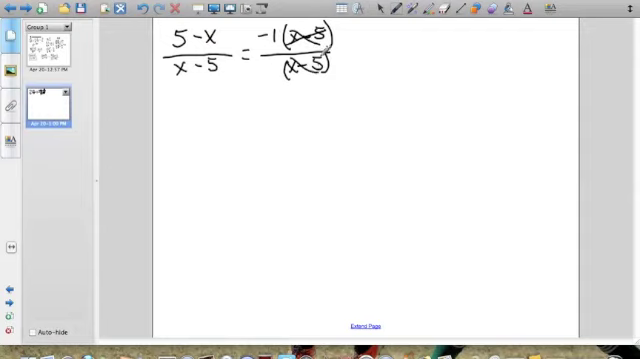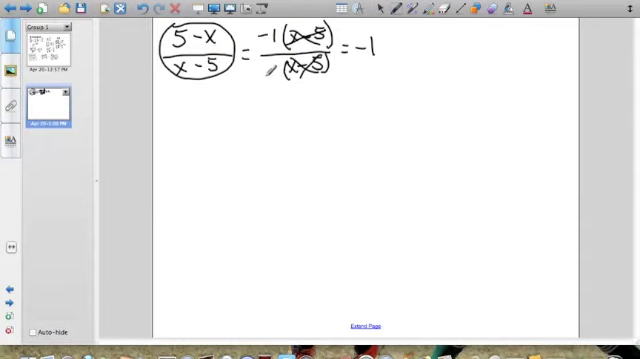Now my x minus 5 cancels, so this equals -1. So anytime you see this situation where you have the 5 minus x, kind of the opposites of each other, and that's what they are, each one's the opposite, that equals a -1.